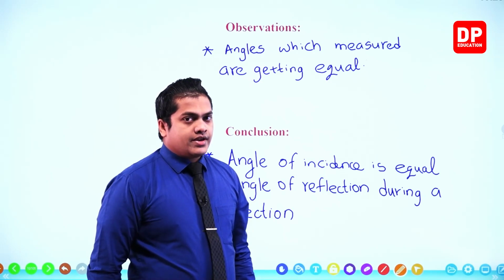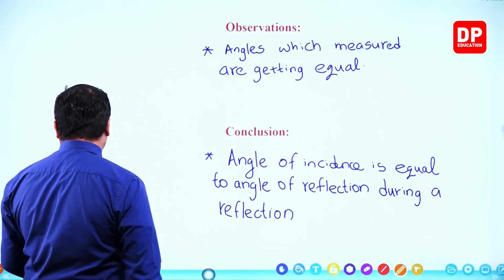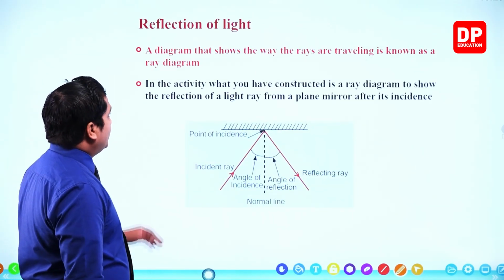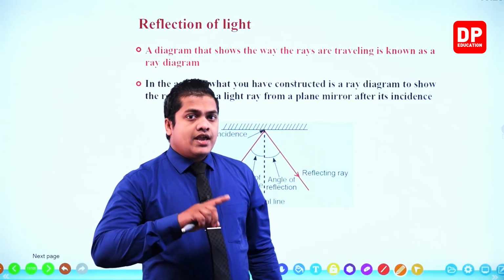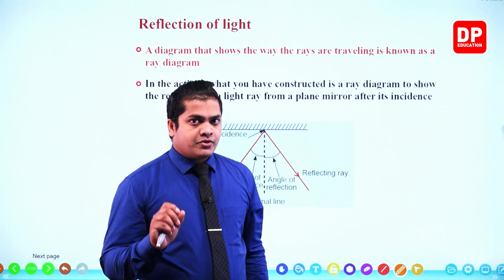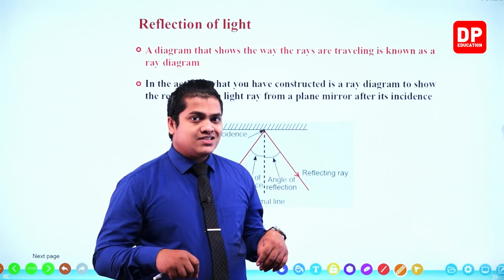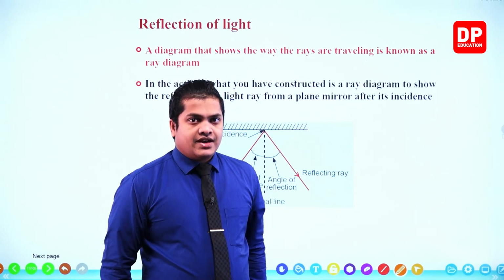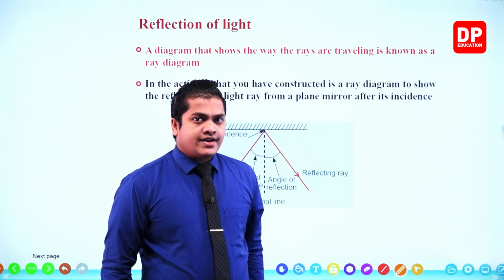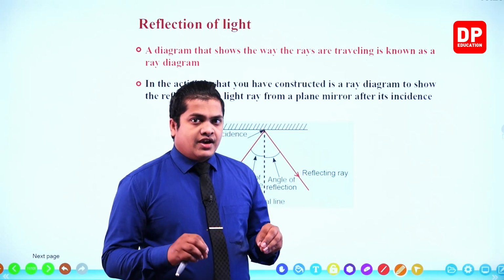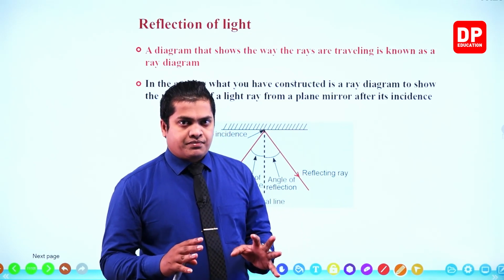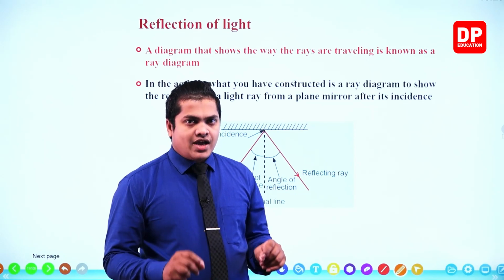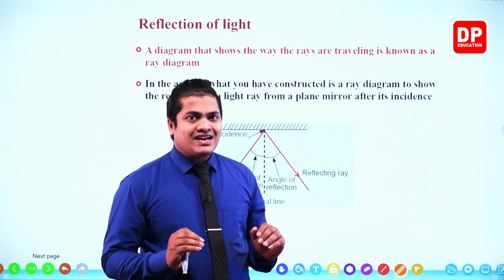Okay, right. So now let's see what the other contents in our lesson are. A diagram that shows the way the rays are traveling is known as a ray diagram. The diagram which we drew in our laboratory is referred to as the ray diagram, my dear children. Why is it referred to as the ray diagram? Because there we are representing how the light rays are going to travel after the reflection process by using a diagram.